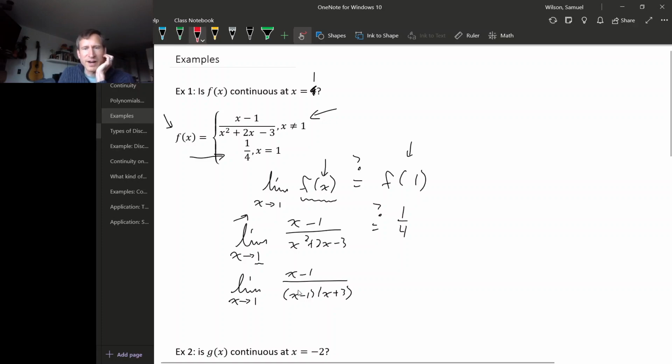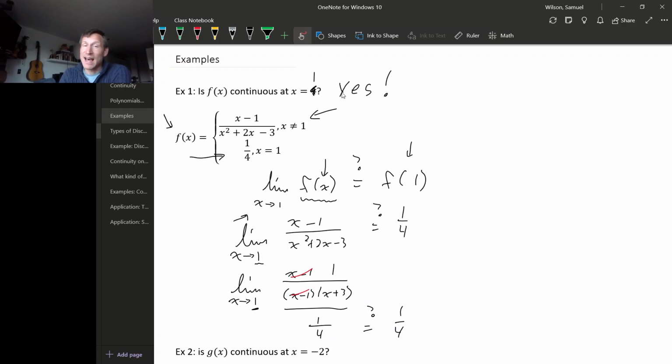And now we can simplify. The stuff that's left here is a rational function still, but now it's defined at x equals 1. So we know that it's continuous at x equals 1, so now we can just plug in our 1. We get 1 over, let's see, 1 plus 3, that's 4. And that's what we were hoping to get, right? 1 over 4 is equal to 1 over 4. So this function is continuous at x equals 1 because the limit at 1 is the same as the function at 1.